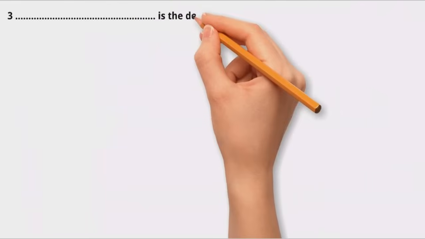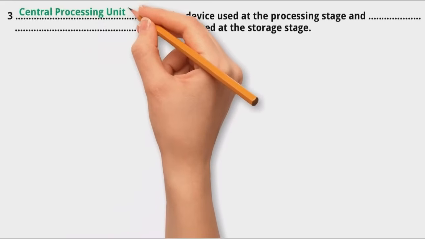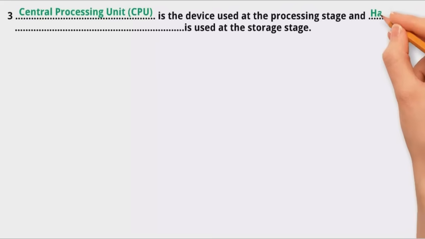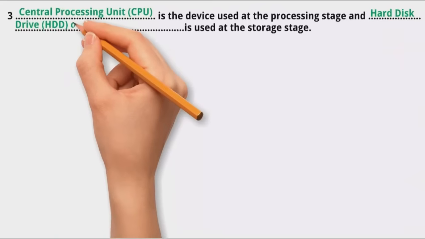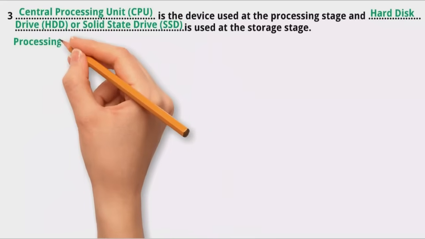Now let's go to question 3. Dash is the device used at the processing stage, and dash is used at the storage stage. Correct answer: Central Processing Unit, CPU, is the device used at the processing stage, and hard disk drive, HDD, or solid-state drive, SSD, is used at the storage stage. Processing stage, CPU.